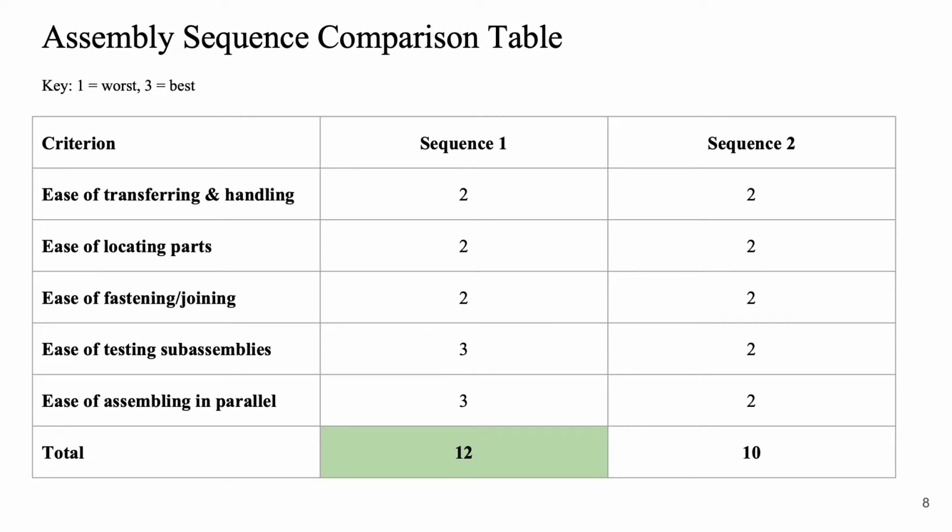Our assembly sequence comparison concluded that sequence number 1 was slightly more favorable than sequence number 2. This was driven by 2 main areas. One was ease of assembly in parallel, because sequence number 1 includes a greater number of parts earlier in the assembly process as part of parallel subassemblies. The second driving area was ease of testing subassemblies. By including a greater number of parts earlier and therefore completing the subassemblies earlier in the process, sequence number 1 allows for earlier and easier subassembly testing.